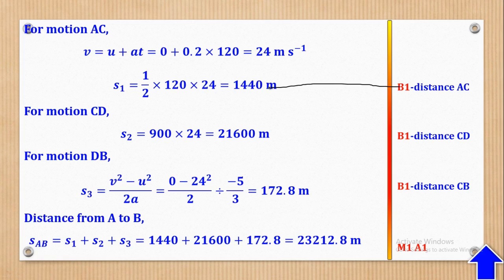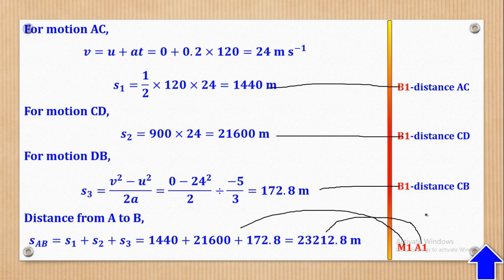So first mark is for distance AB, second mark is for distance CD, and third mark is for distance DB. Then here M1 is for addition and A1 is for the output. So basically that's how the 5 marks could come about.